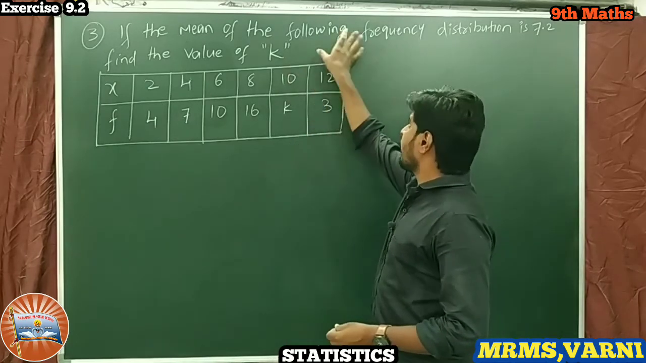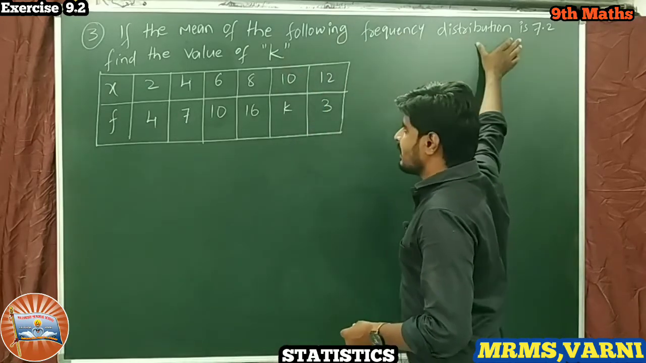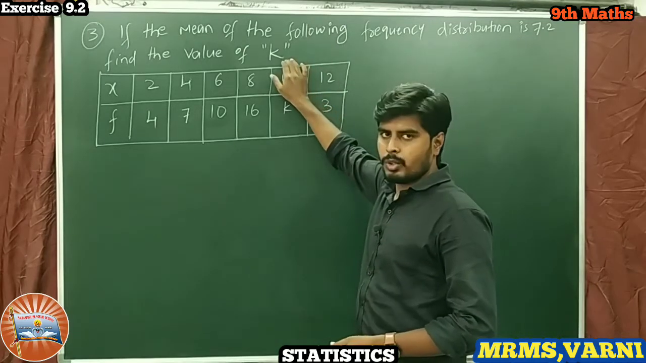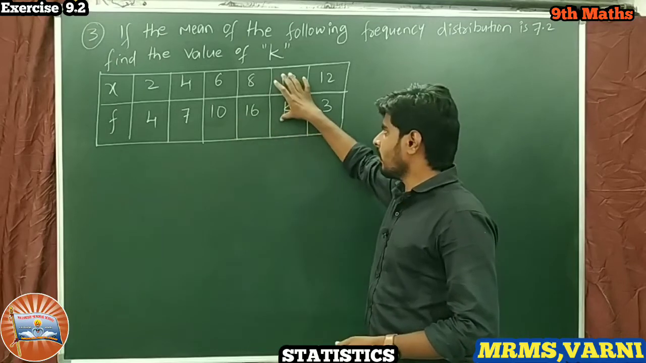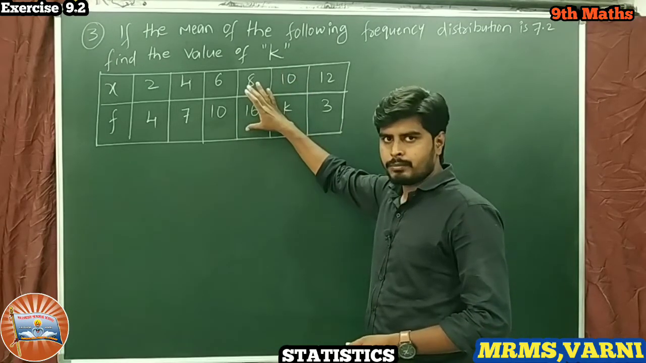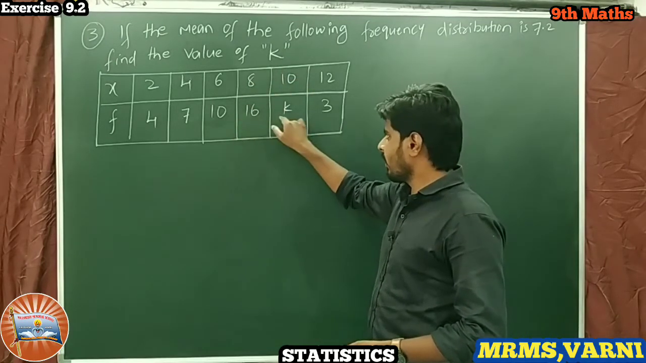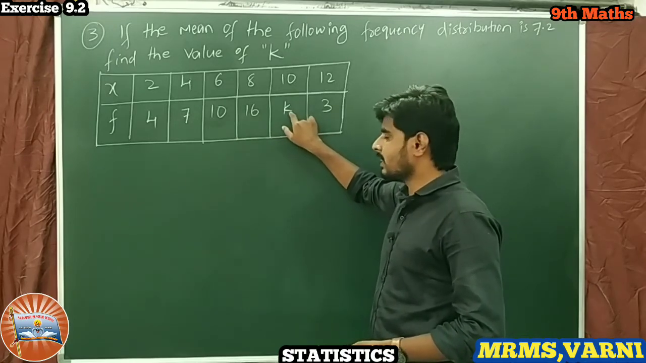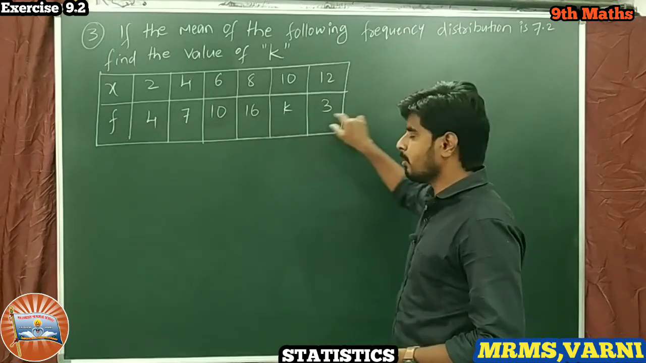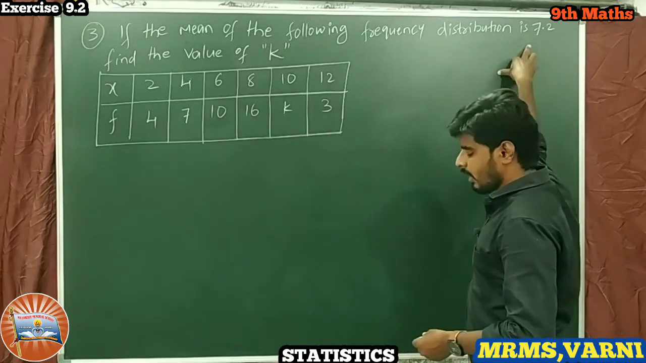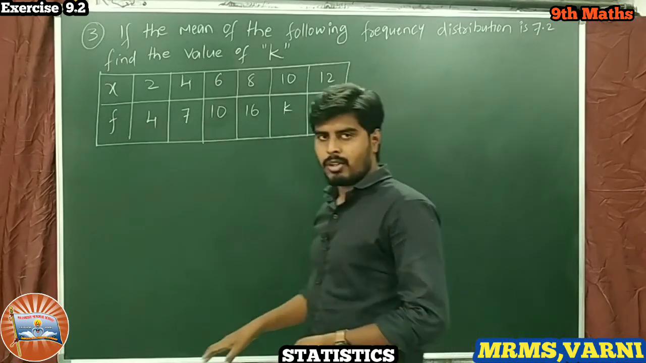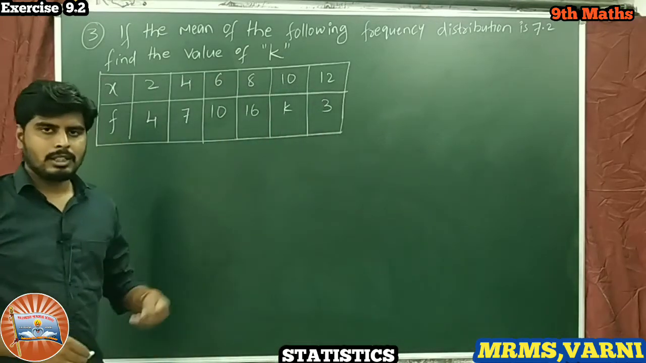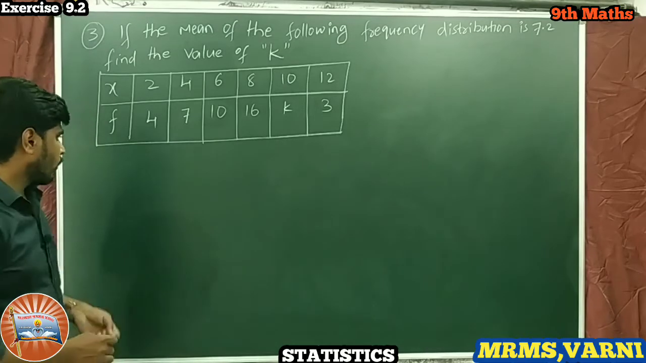If the mean of the following frequency distribution is 7.2, find the value of k. So he has already given the mean of the following data, but in one frequency he has given k. We have to find this k value with the use of this mean 7.2. So already we have a formula for that. What is the formula for mean? Sigma fi xi by sigma fi.